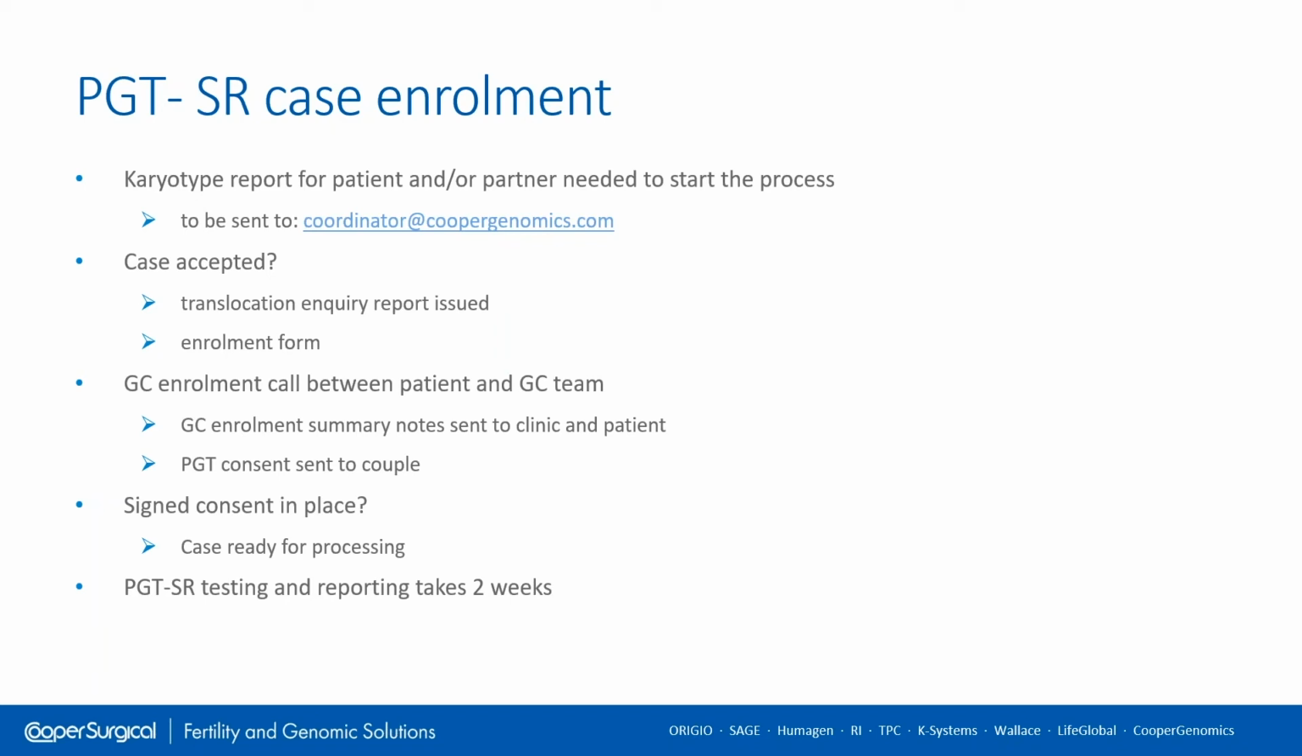For PGT-SR cases, we need to receive a signed PGT consent, and the consent needs to be signed by the couple. Once we've got the signed consent in place, we are ready to accept samples for processing. And then PGT-SR testing and reporting takes 2 weeks. We are often able to release this report ahead of the quoted 2 weeks turnaround time.